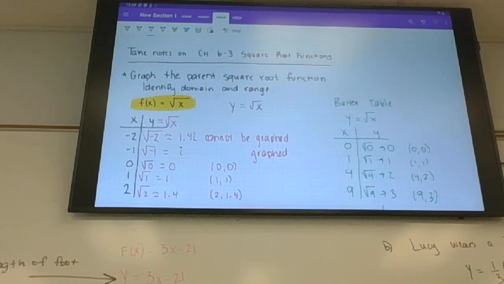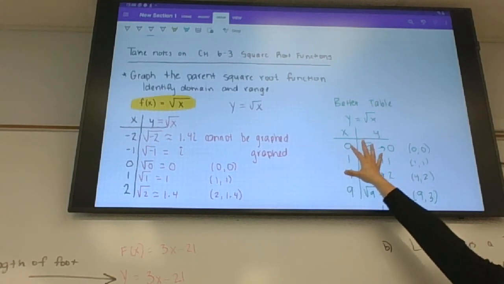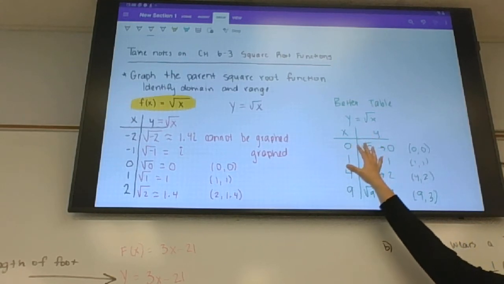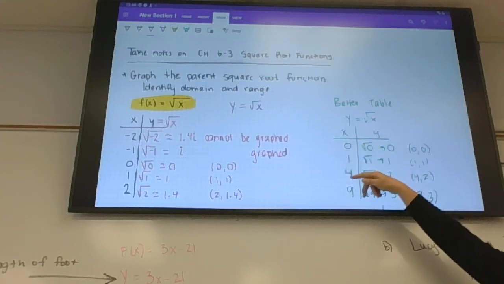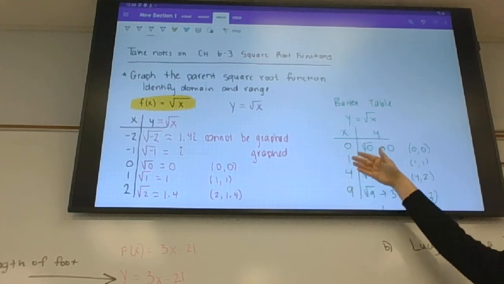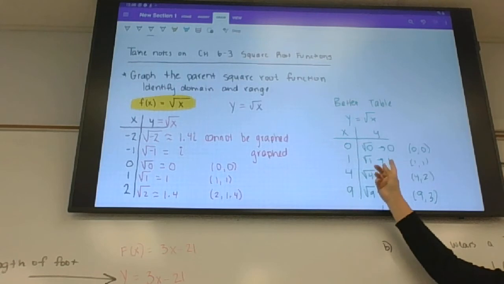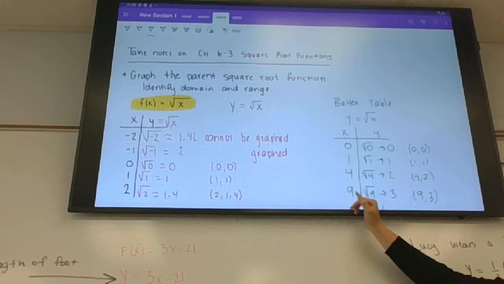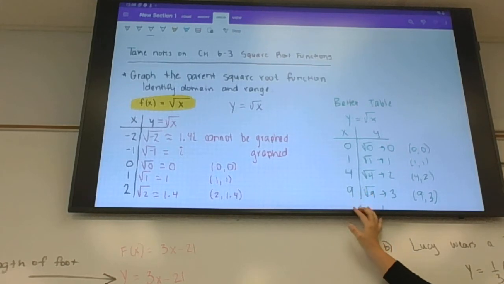So you want numbers that square root easily. So the table that makes sense for this function is unlike any other table you've made before. It's 0, 1, 4, and 9. Because those numbers are the first 4 numbers that can square root. Square root of 1 is 1, and the square root of 4 is 2, and the square root of 9 is 3. So this is like a mental math table for this function.